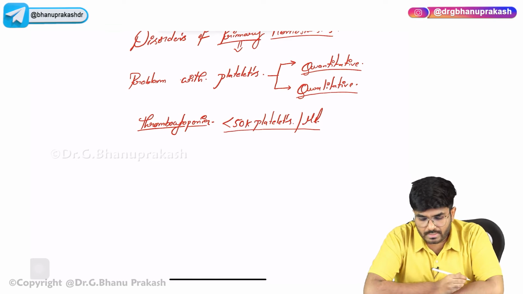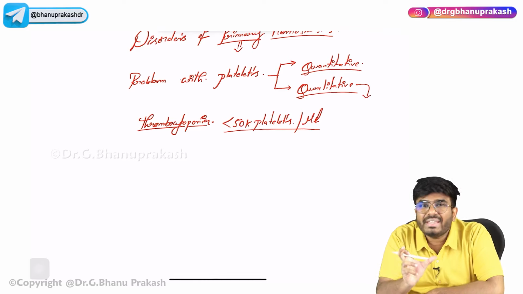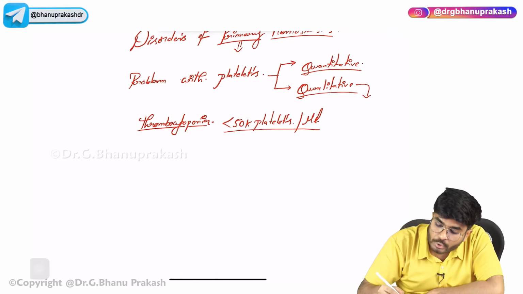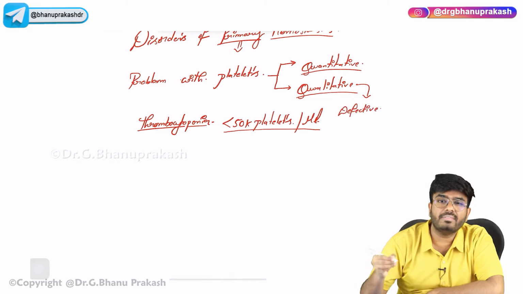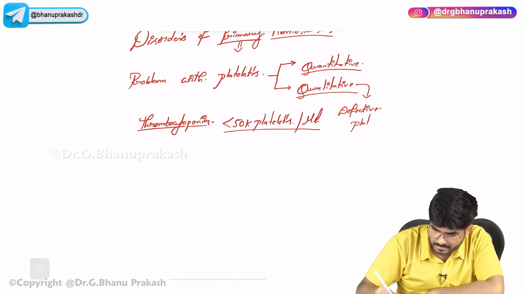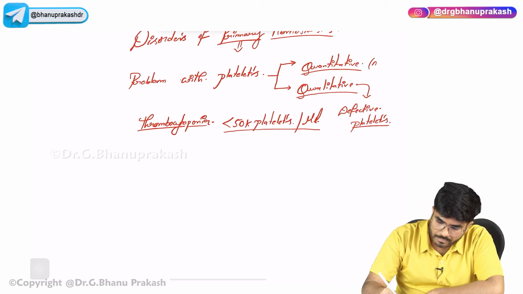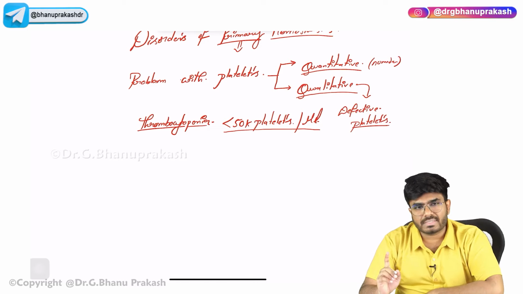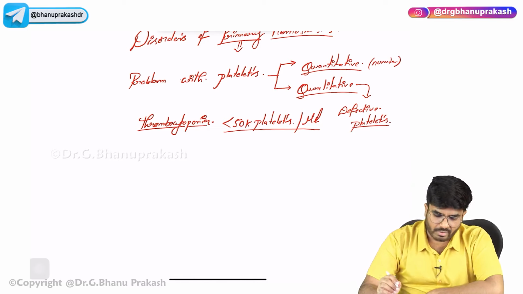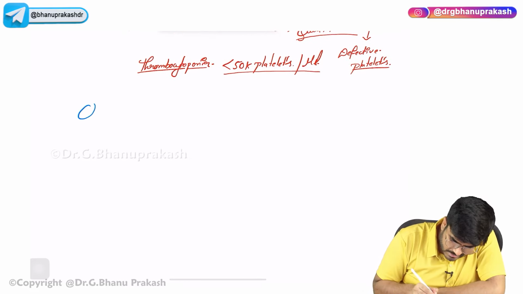Next, what is a qualitative problem? The quality of the platelets is affected, meaning defective platelets. So now, one is a number problem and the other is a quality problem. So now let's begin our topic with the quantitative defects.